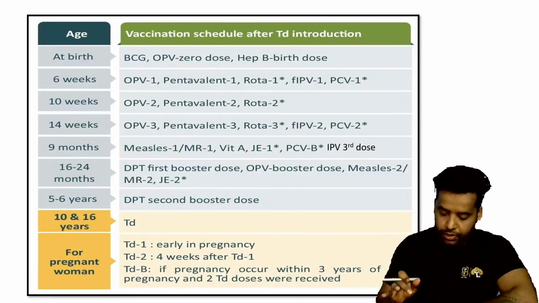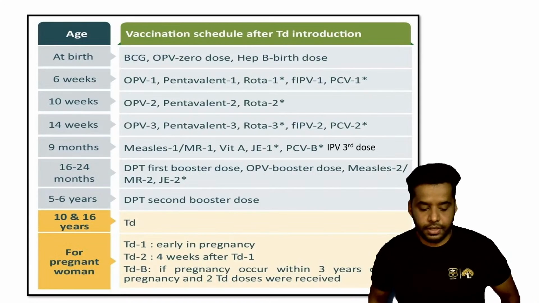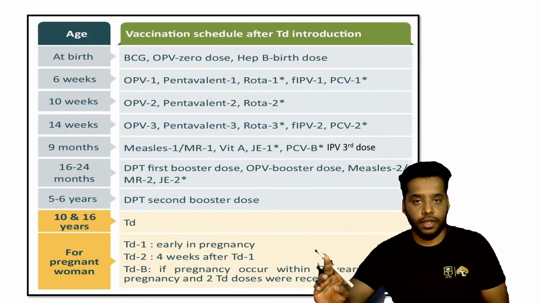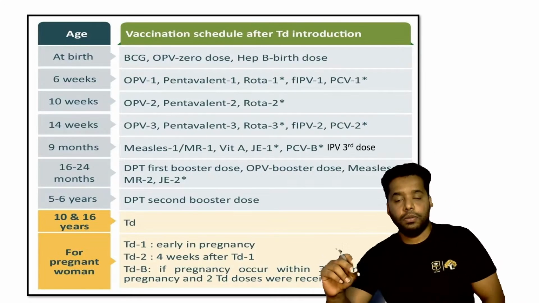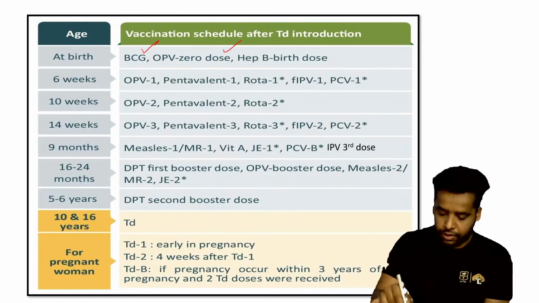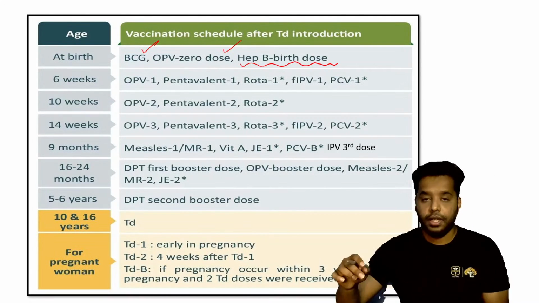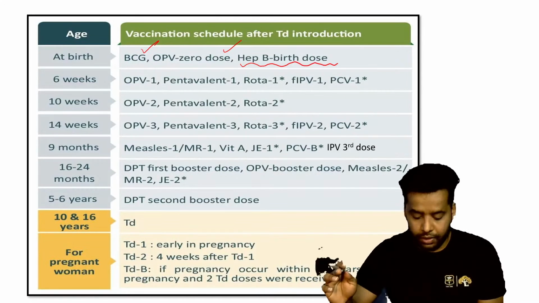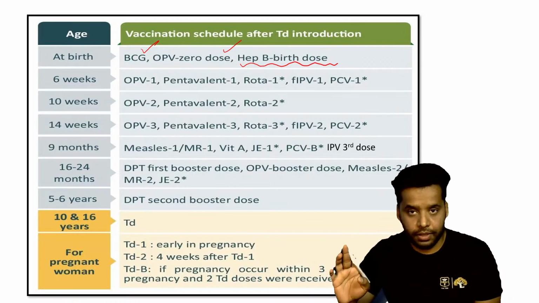The first and foremost thing which is important for your exams is questions related to vaccines. The first thing you should know is the National Immunization Schedule. There are questions on the vaccination schedule. At birth, we are giving BCG, OPV 0 dose and hepatitis B. Hepatitis B birth dose to be given within 24 hours. Remember this, within 24 hours.